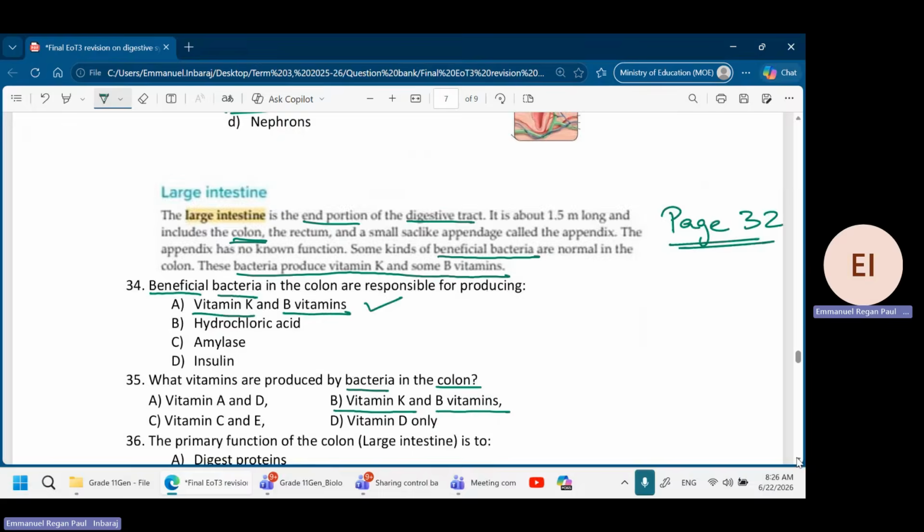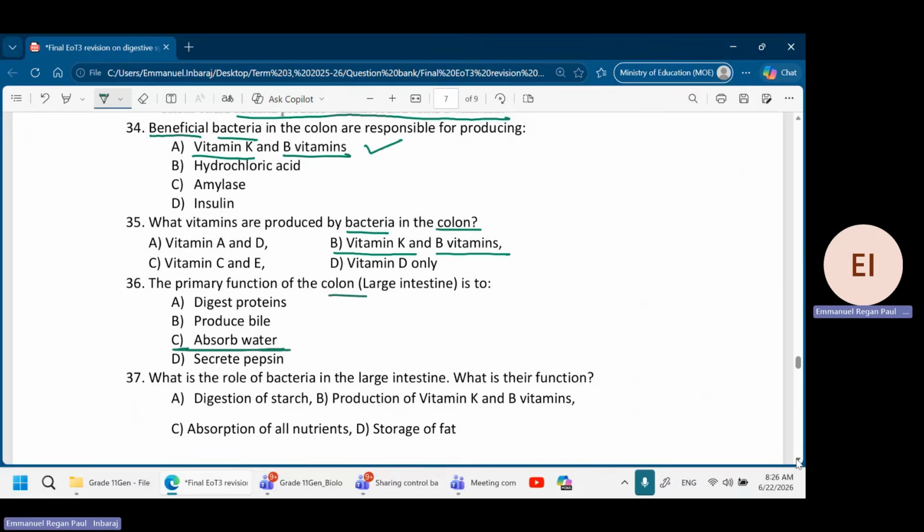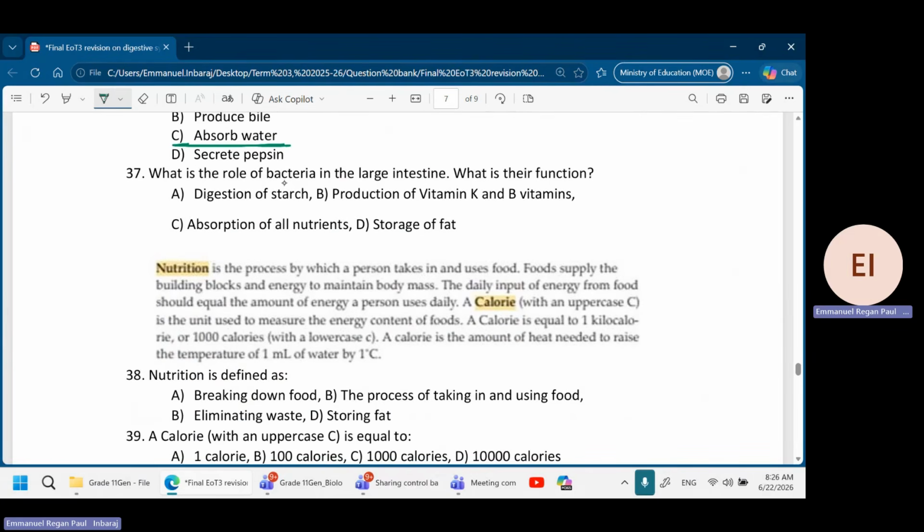Okay, so remember. What is the primary function of the colon, the large intestine? It is to absorb water. What is the role of bacteria? It is the production of vitamin K and B vitamins. It's a definite question. So learn it. It's easy. The role of bacteria in the large intestine is to produce vitamin K and B vitamins. Okay, so that's it. Now let's move on to page number 33.